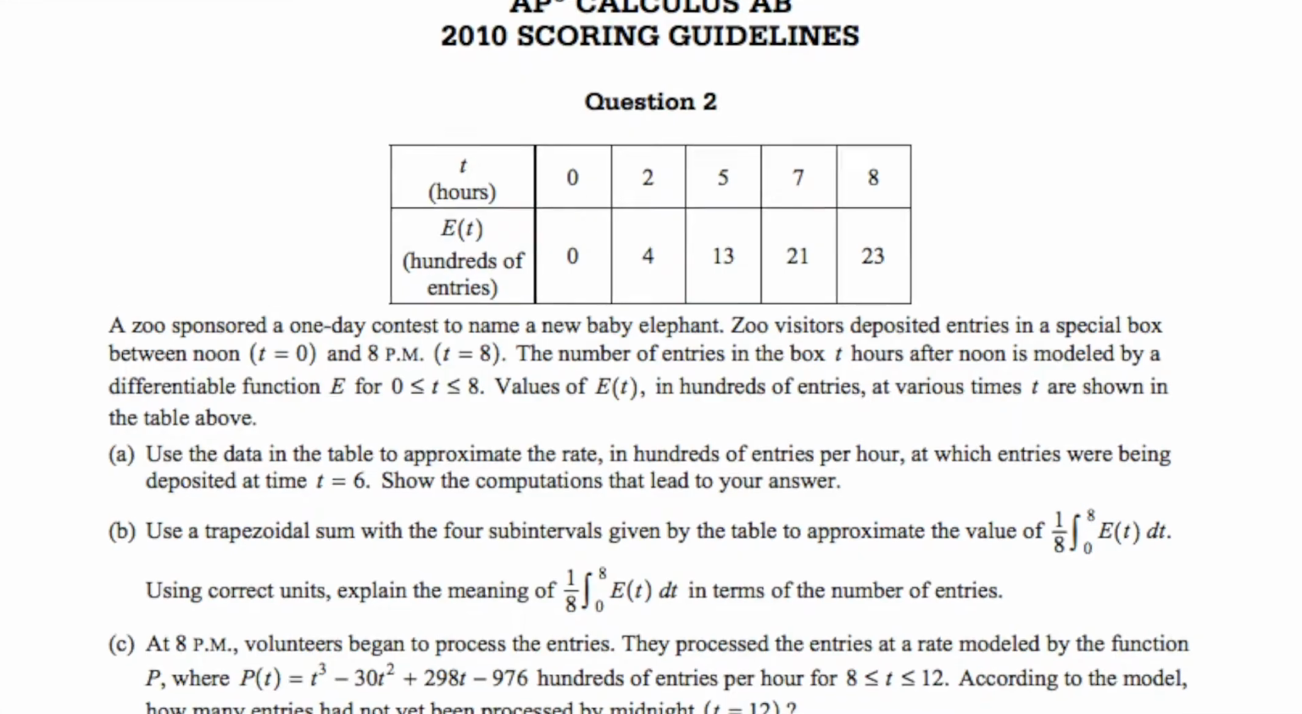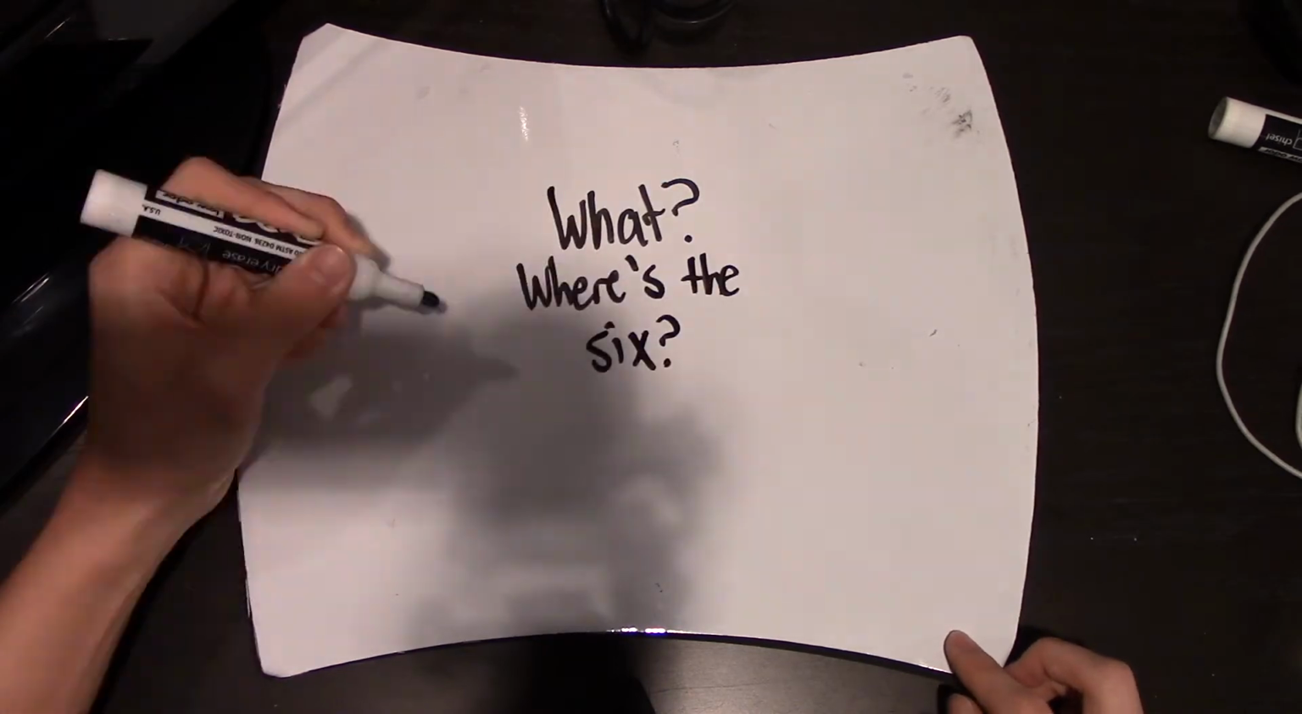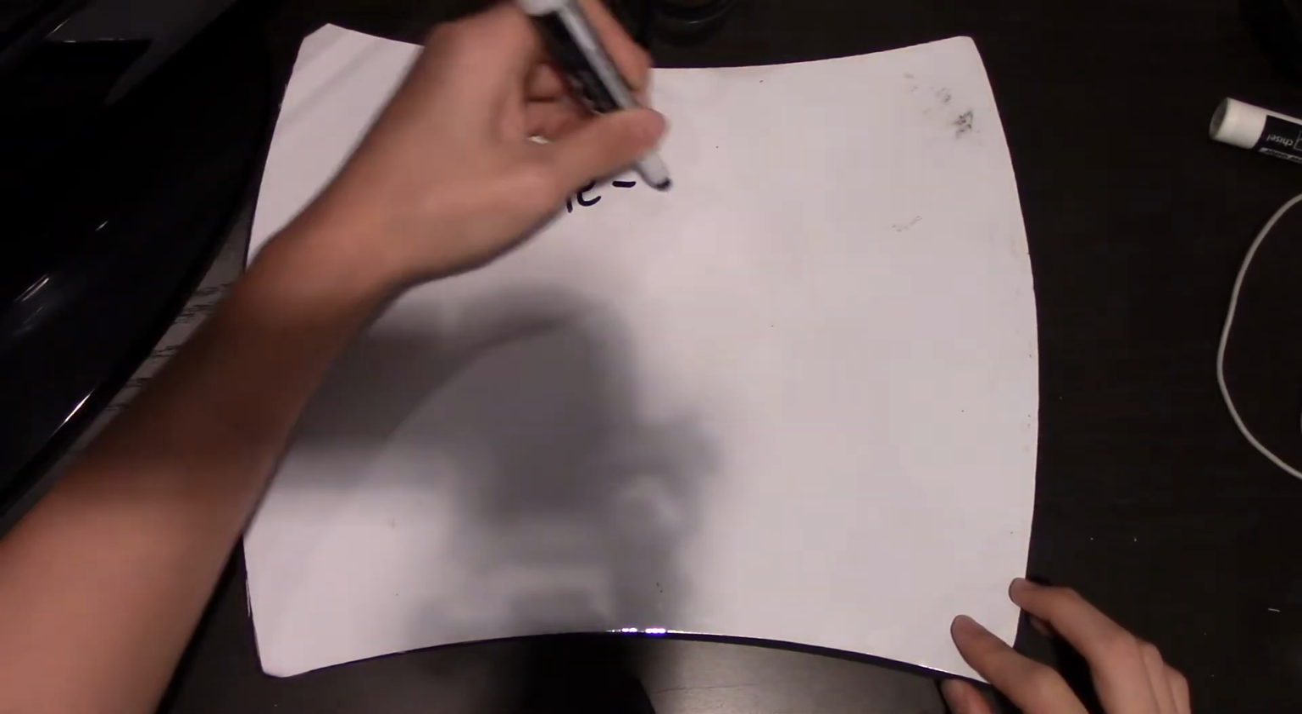Let's think about what we need to do to solve this problem. When we look at the data table, we may think this is pretty bad looking. You may be more used to finding the rate using the derivative of a formula and then solving for that rate. However, in this case, all we have is a data table that doesn't even have t equals 6. But let's think for a moment.